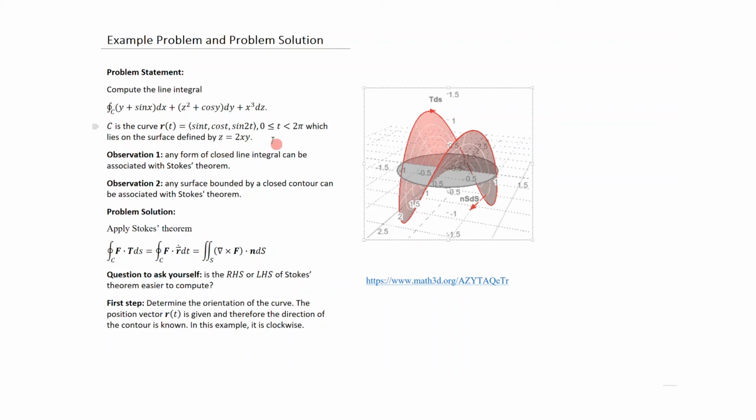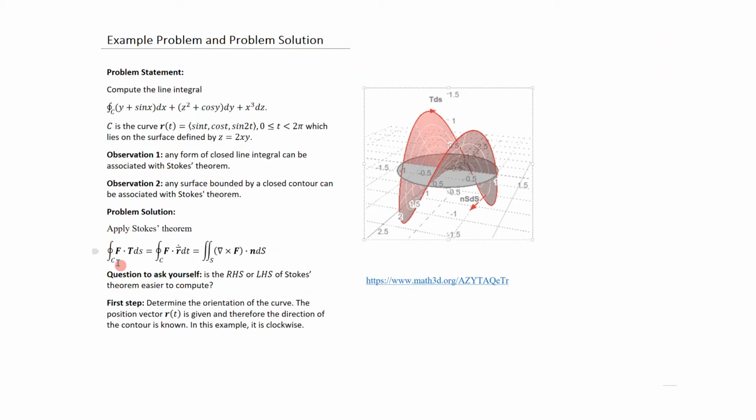All right, just two observations. First of all, any form of closed line integral can be associated with Stokes' theorem. And any surface bounded by a closed contour can be associated with Stokes' theorem. So we can look at it from both perspectives, either from a line integral or from a surface integral point of view, and they're related to each other through Stokes' theorem.